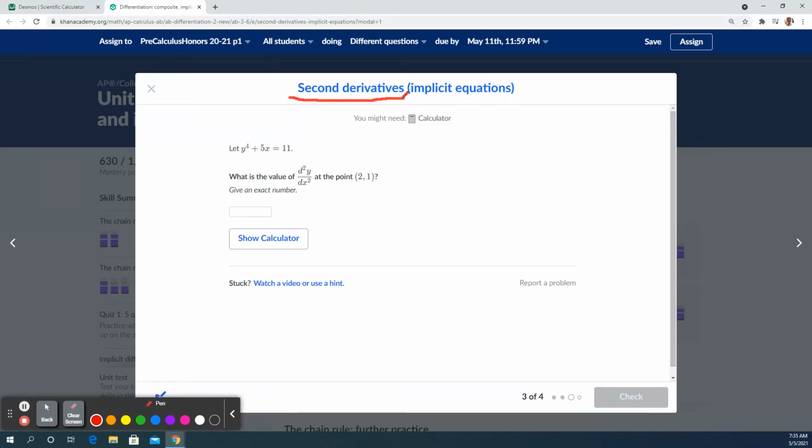We're doing a second derivative of implicit equations. That means basically that we'll have x and y together, and that we'll be doing a derivative on y inside our function. But we have some tools to help us get through this. So here's our function: y to the fourth plus 5x equals 11. And they want the value of the second derivative of y with respect to x at the point (2, 1). So this is my x, this is my y, and then they want an exact number.